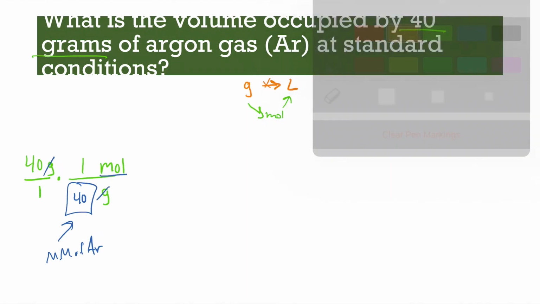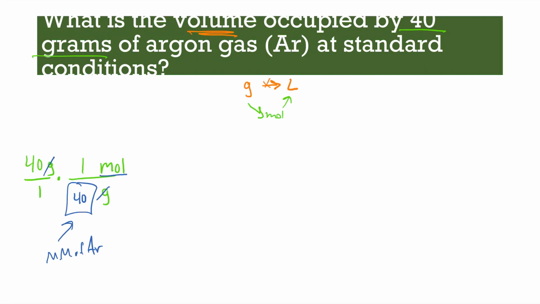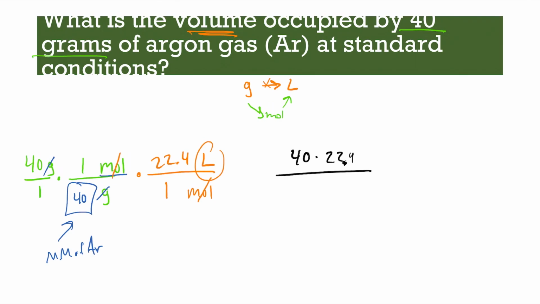Now we're not done because we want to figure out the volume. So now we're going to go from moles, cancel that out, and go to volume, which is liters. In 1 mole, you have 22.4 liters. Your moles cancel out, you're left with liters. And so there is your 2-step question. So now you get 40 times 22.4 divided by 40, which gives you 22.4 liters. And that's it.